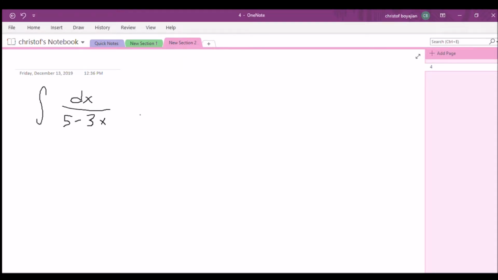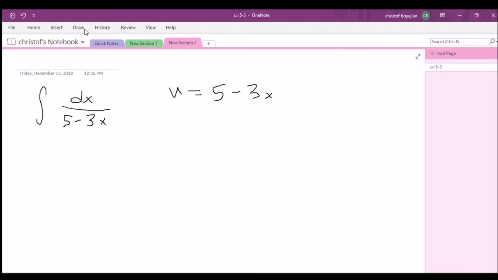Okay, here we have the indefinite integral of dx over 5 minus 3x, and we want to evaluate this indefinite integral. So let's go ahead and do that. Well, how should we start this? So we could do a u-substitution. Let's say u is 5 minus 3x.